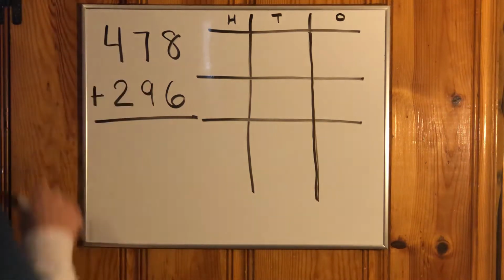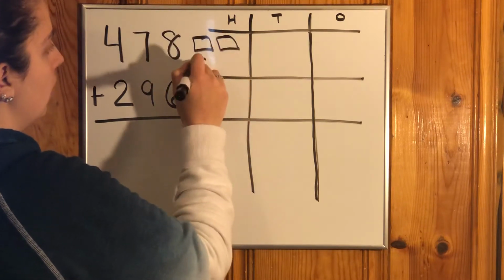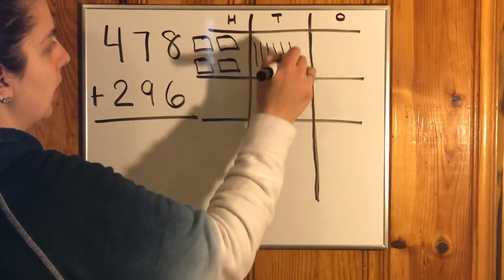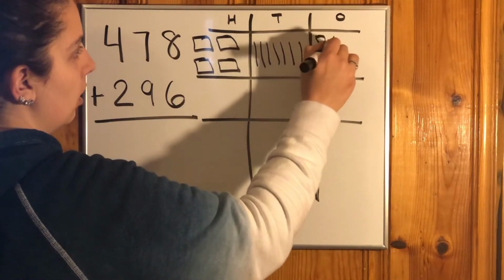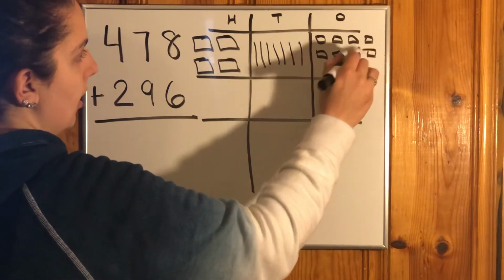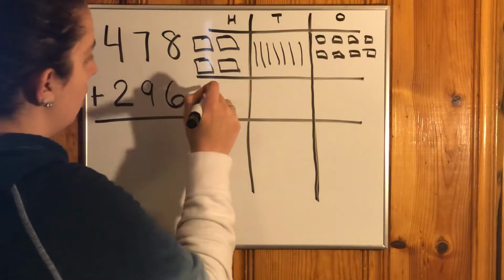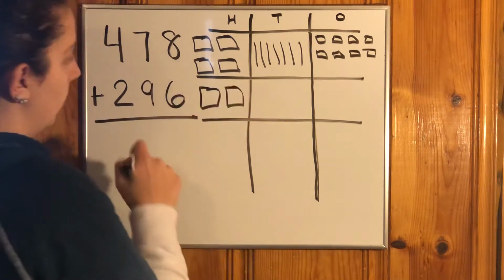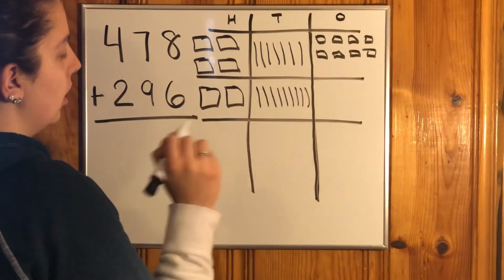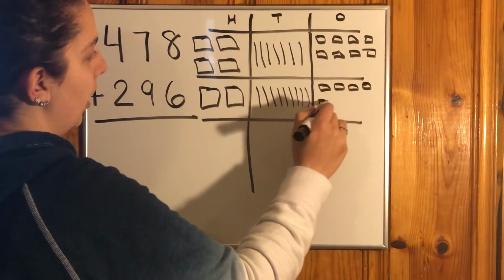Okay, 478 has 400, so I'm going to draw my 100 squares. 2, 3, 4. 7 tens, 1, 2, 3, 4, 5, 6, 7. 8 little ones. 1, 2, 3, 4, 5, 6, 7, 8. Okay, 296 has 2 hundreds. 1, 2. 9 tens. 1, 2, 3, 4, 5, 6, 7, 8, 9. 6 little ones. 1, 2, 3, 4, 5, 6.